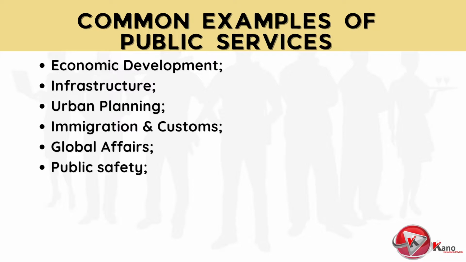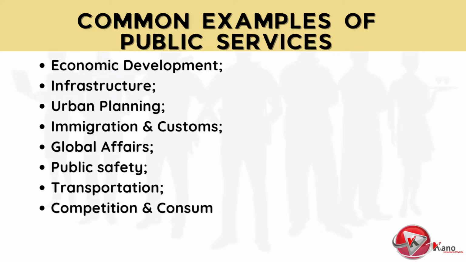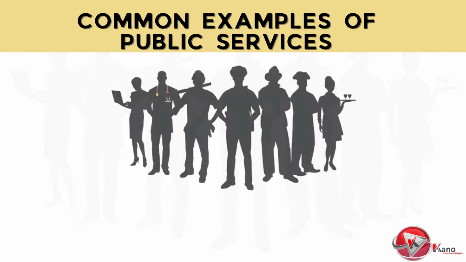Public safety-related services such as the Transportation Safety Agency. Transportation, such as roads and trains. This also includes regulation of private sector transportation such as airlines. Competition and consumer protection. This involves the enforcement of regulations that ensure commerce is fair and that products are safe. Postal system, which involves the provision of basic mail and parcel delivery services that ensure service to remote communities.